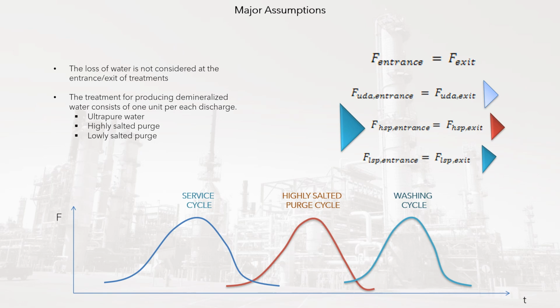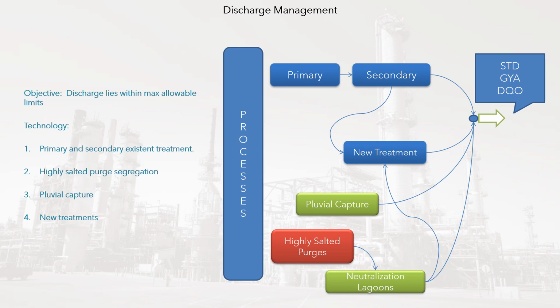The treatment for producing demineralized water consists of 1 unit per each discharge: ultra-pure water, highly salted purge, and lowly salted purge. Discharge management. The goal is that the discharge is within the maximum allowable limits. The basic technologies are primary and secondary existent treatment, highly salted purge segregation, pluvial capture, and new treatments.